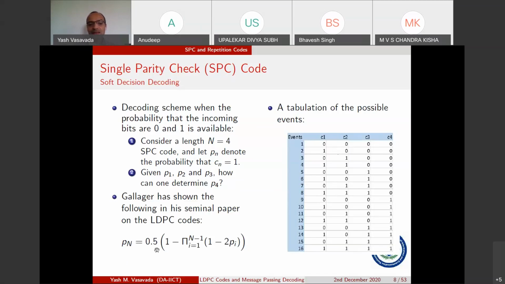What this says is that if I am given an n-bit SPC code, and if I am told the probability of some n-1 bits, P of i, then using this formula, I can calculate the probability that the remaining bit is equal to 1. We are not going to derive this formula here.